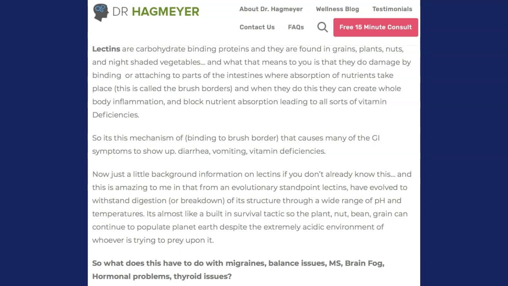From an evolutionary standpoint, lectins have evolved to withstand digestion or breakdown of their structure through a wide range of pH and temperatures. It almost is like a survival tactic, so the plant, nut, bean, or grain can continue to populate planet Earth despite the extremely acidic environment of whoever is trying to prey upon it. So, what does this have to do with migraines, balance issues, MS, brain fog, hormonal problems, or thyroid issues?